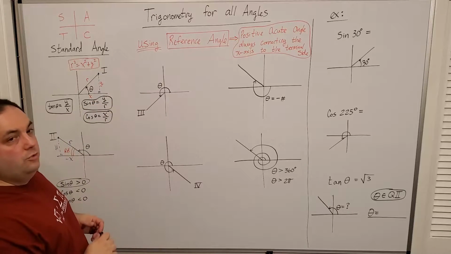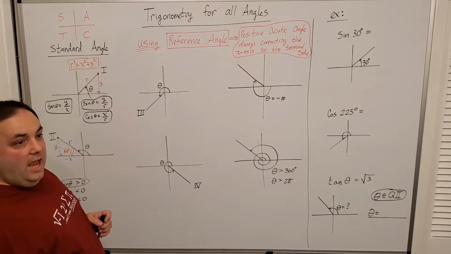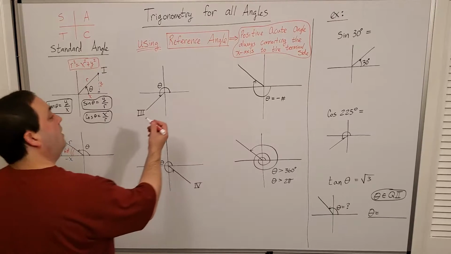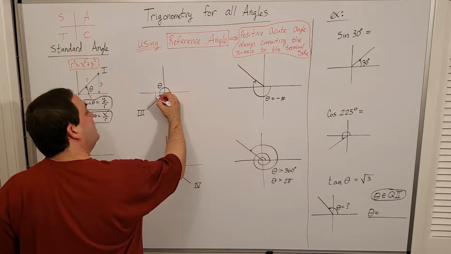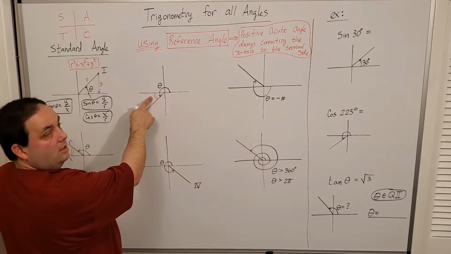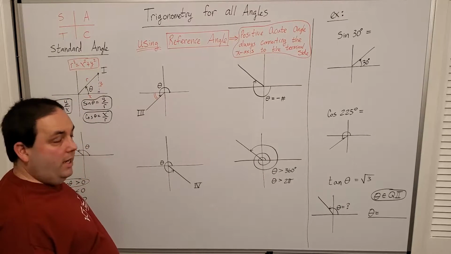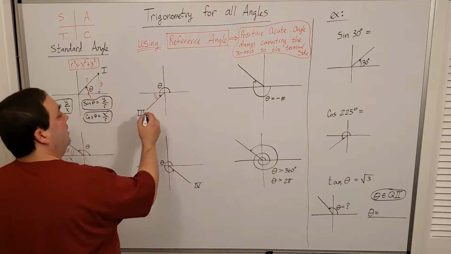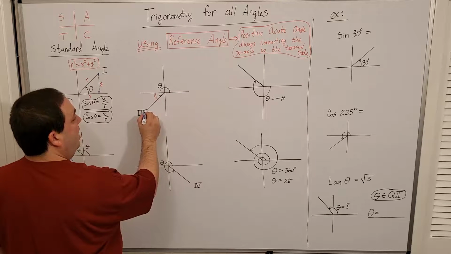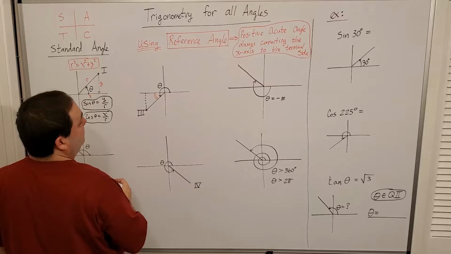Okay, what about quadrant 3? Well, again, where do we draw the reference angle? The reference angle has to be between the x-axis and the terminal side. So there's my reference angle right there. And then where's my right triangle going to be? I'm going to pick a point on the terminal side. I'm going to draw my y value up to the x-axis there.